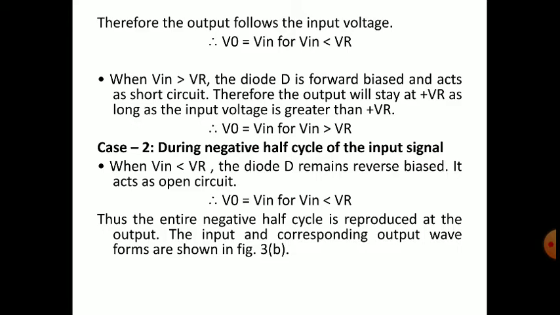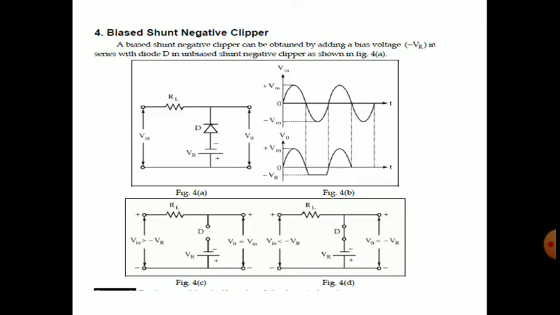Now see, during the negative half cycle, that is V input less than VR, the diode remains reverse biased and acts as an open circuit. So V output is equal to V in for V input less than VR. The entire negative half cycle is reproduced at the output. The input and corresponding output waveforms are shown in the figure.